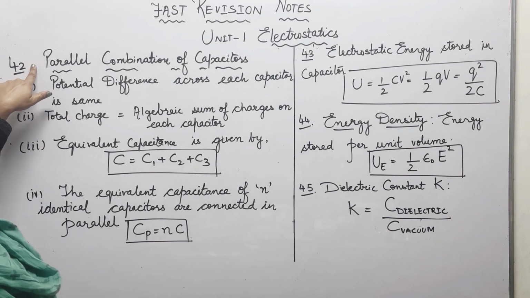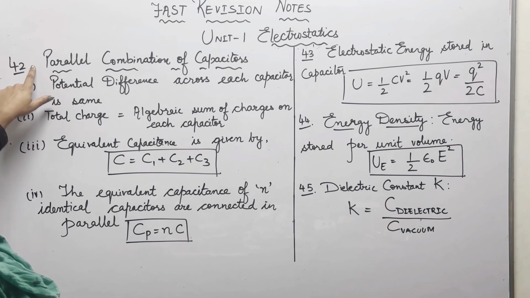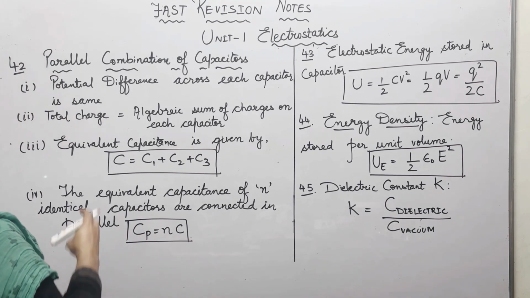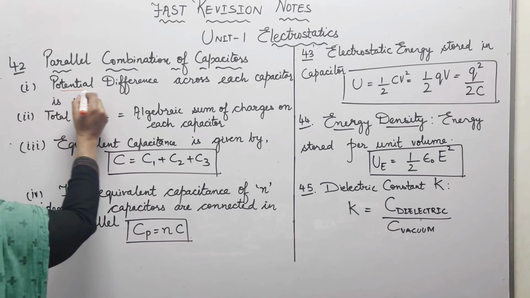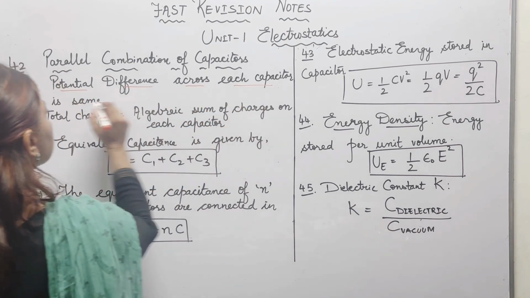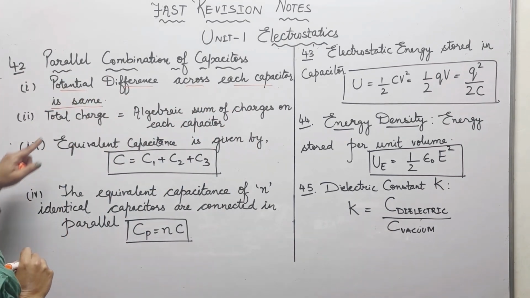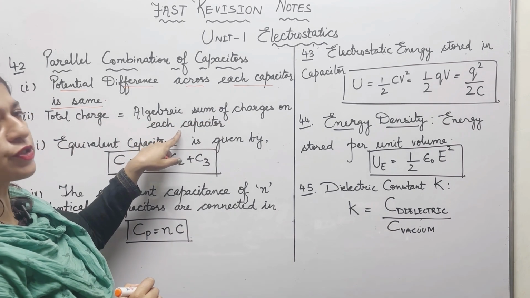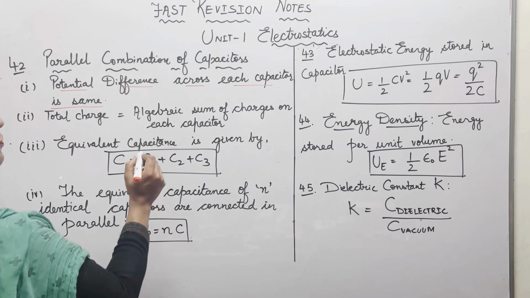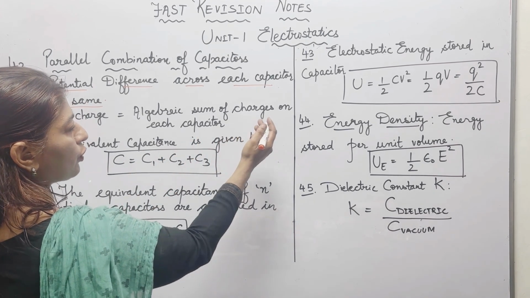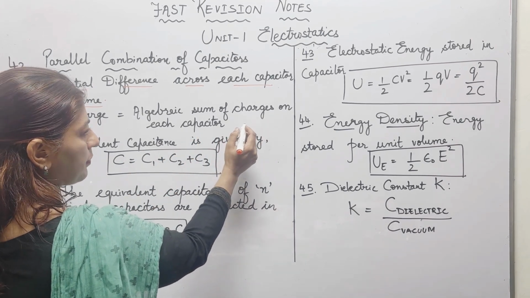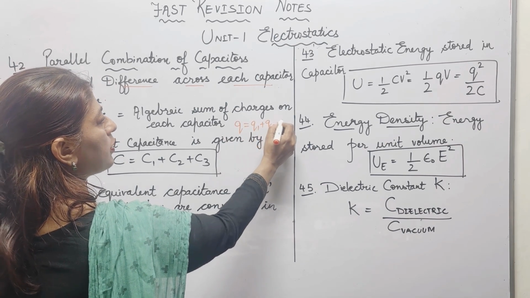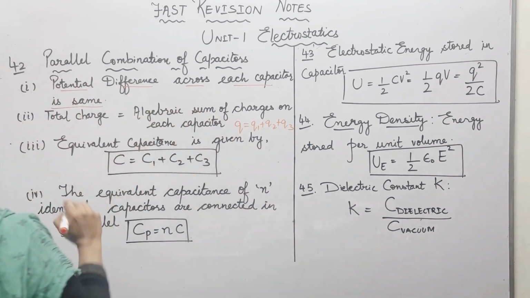Now we are going to talk about the parallel combination of capacitors. It will just be the reverse of the series combination. Here, where the charge was the same in series, the potential difference across each capacitor is the same. Total charge will be given by the algebraic sum of the charges on each capacitor. If Q1, Q2 and Q3 are the charges on three capacitors that have been joined, so Q will be given by Q1 plus Q2 plus Q3.